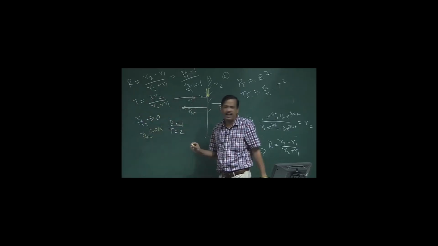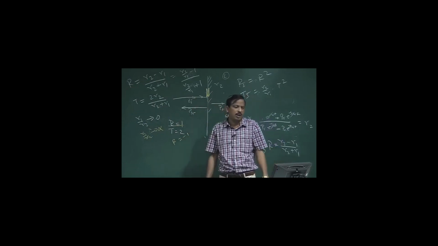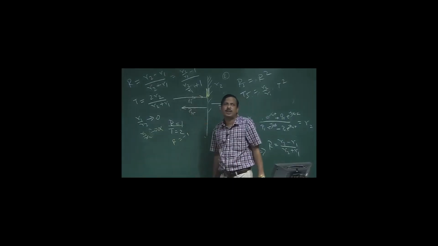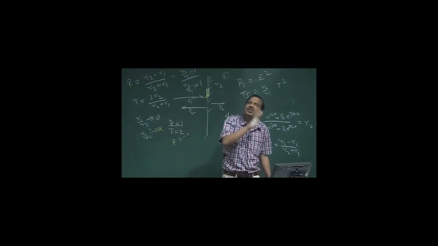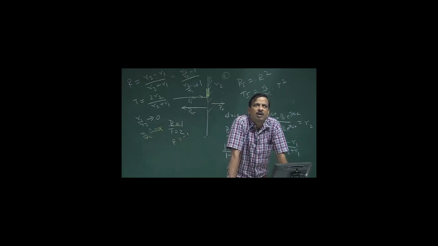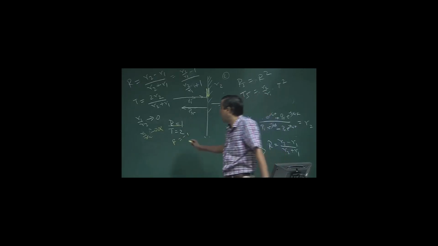Now, if R1 by R2 tends to infinity, then what will happen? Then R will be minus 1. What is the meaning of minus 1? The amplitude is the same, but the phase is shifted by 180 degrees. So, the reflected pressure wave has the same amplitude, but compared to the incident wave it has a 180 degree phase shift. And what is T in that case? T is equal to 0.